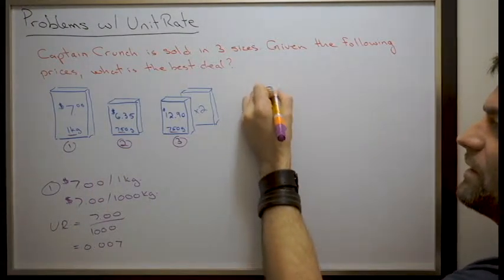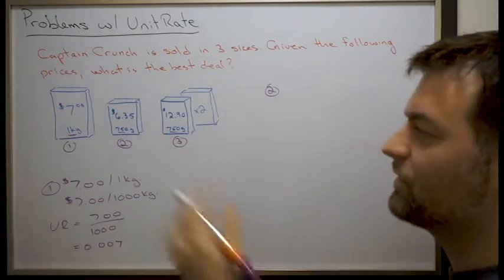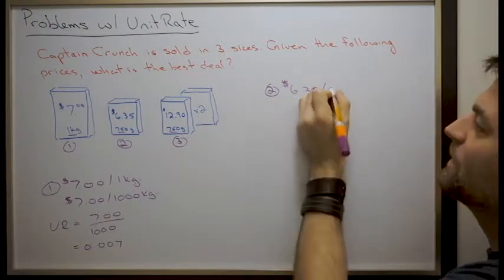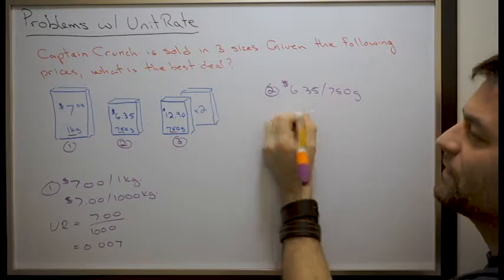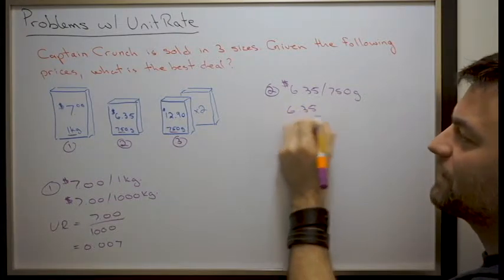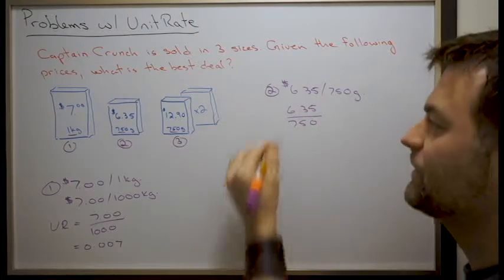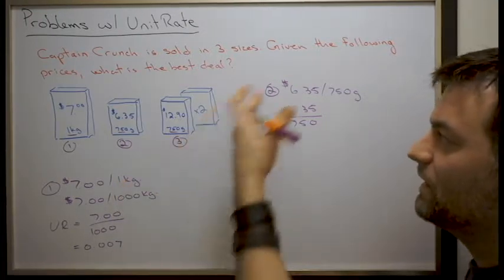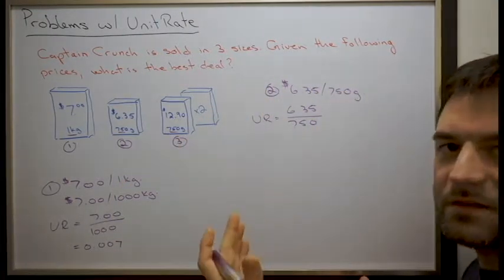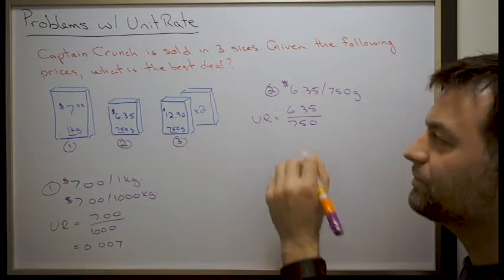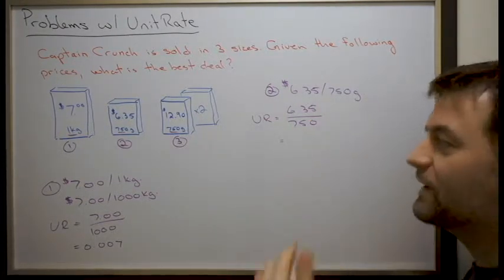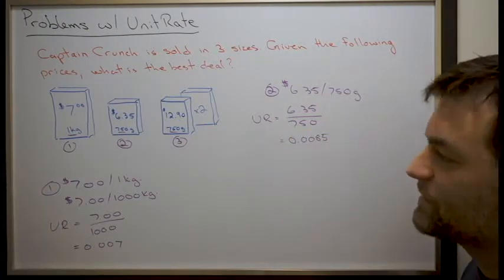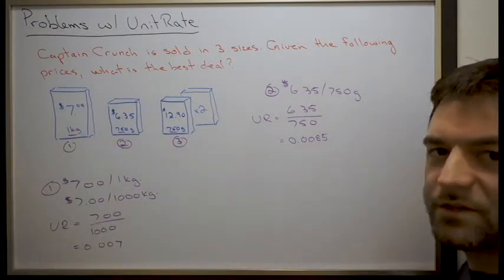So now our next one, number 2, we're already in grams, so we're all good here. We have $6.35 per 750 grams. So that's $6.35 divided by 750. Remember, when we're doing these unit rates, we are just dividing the first number by the second number. That sign there, that slash, is another way of making the division bar. So when we divide these two out, we're going to get 0.0085. So already we're seeing that the big 1 kilogram box seems to be the better deal in this case.